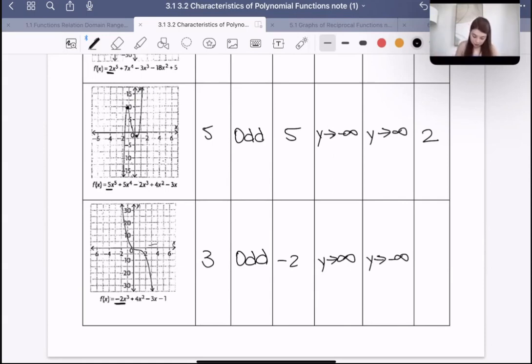As for turning points here, we know the maximum would be 2 because it's degree 3. But in this case, I only see 1. I only see 1 turning point, kind of around here where we have a point of inflection, which we'll talk about what that means later. But I only see 1 turning point rather than 2. And so the answer here, we'll just put 1 for the turning points.